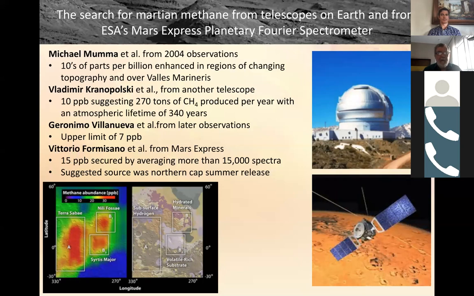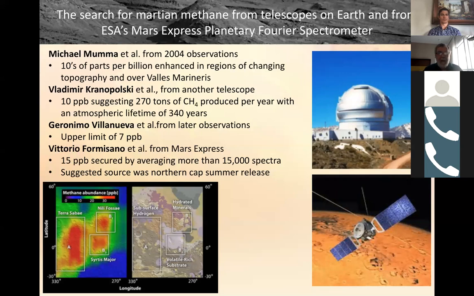It persisted for a few months in the case of Mike Mumma's observations, and then his colleague Geronimo Villanueva carried out many more observations, and they didn't see methane, but they basically set an upper limit of 7 parts per billion by volume. In other words, most of the gas on Mars is carbon dioxide, a bit of argon, a bit of nitrogen, but the methane abundance, not even tens of parts per billion, but way down, less than 7 parts per billion, very trace amounts of methane.